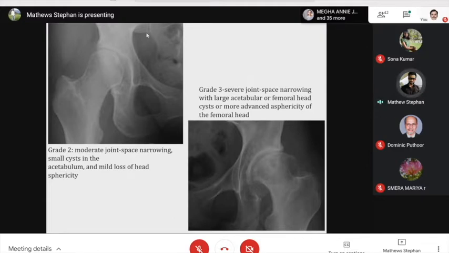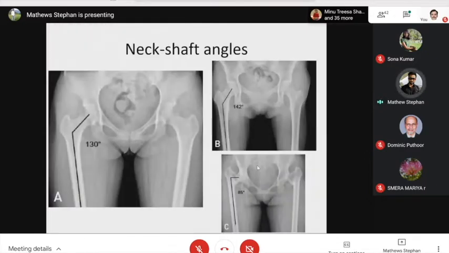And in grade 3, in this last image we can see severe joint space narrowing with a large acetabular or femoral head cyst or more dense sphericity of the femoral head. The other things which can be assessed from plain radiographs are the neck shaft angle, which is normally 130 degrees, and this is the increased angle and the decreased angle, coxa vara and coxa valga.